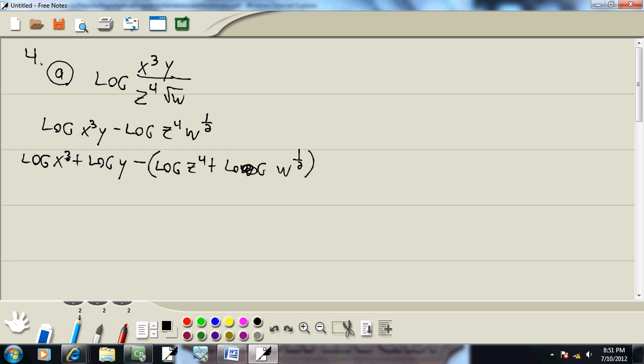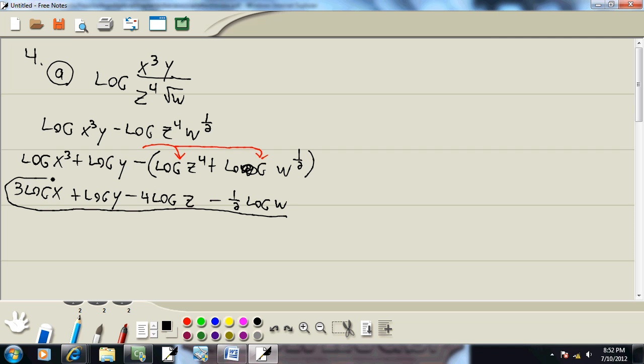Okay. Now we got a property that says you can take your power and put it out in front. So we got 3 log x plus log y minus, again this negative here is going to flip the sign of everything. Flip the sign of that and flip the sign of that. Now the 4 I'll put out in front, so minus 4 log z minus, and this 1/2 I'll put out in front, 1/2 log w. And that's our answer for the first problem.